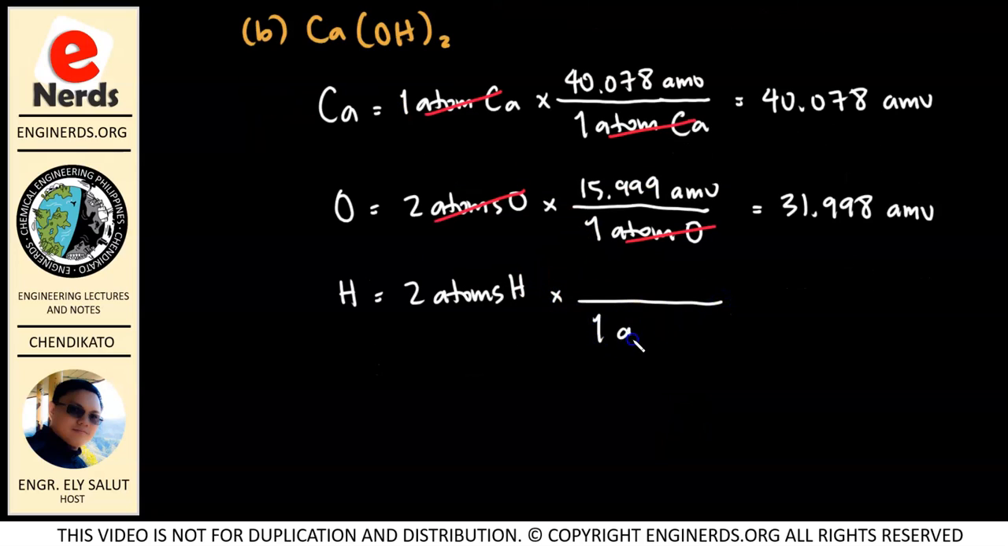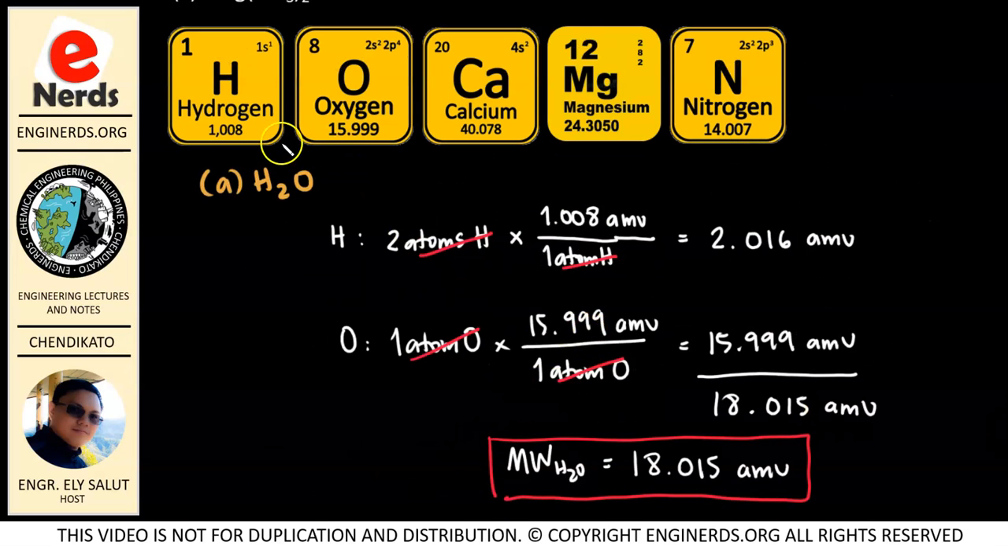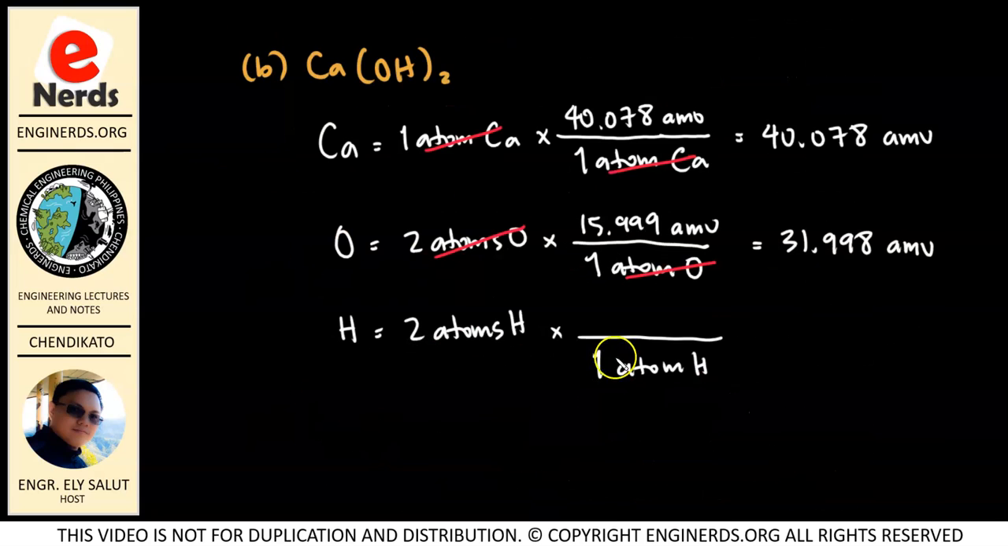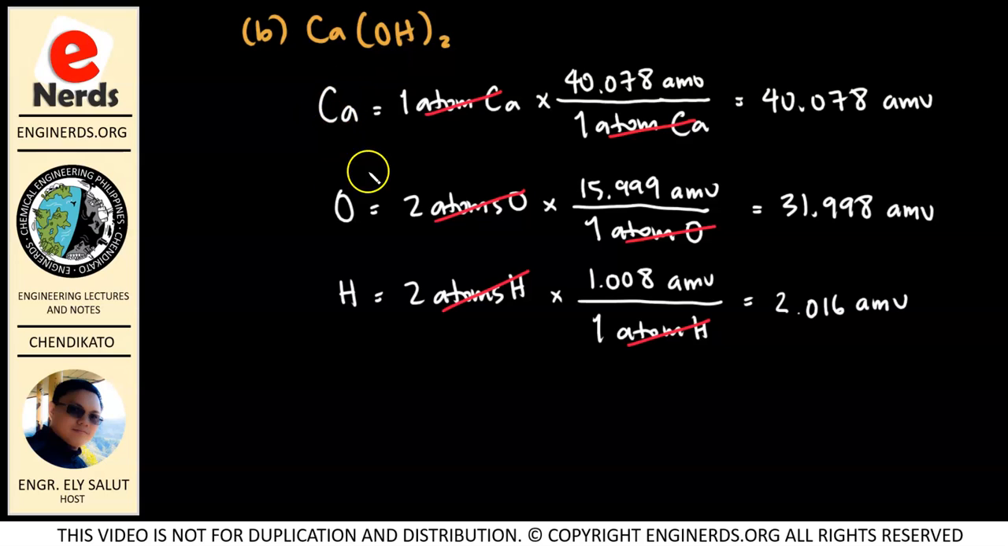Alright, so for hydrogen, ganun din ang gagawin natin. For every 1 atom of hydrogen, ano yung ating atomic weight ng ating hydrogen? We have 1.008, no? So, 1.008 atomic mass unit. Okay, so, again, our unit for atoms of hydrogen will be cancelled out. So, 2 times 1.008 is equal to 2.016 atomic mass unit. Okay, so nakuha na natin yung corresponding atomic mass unit ng bawat element natin.